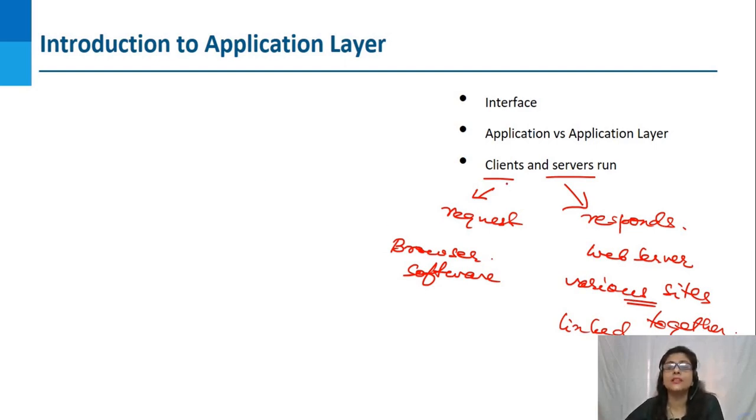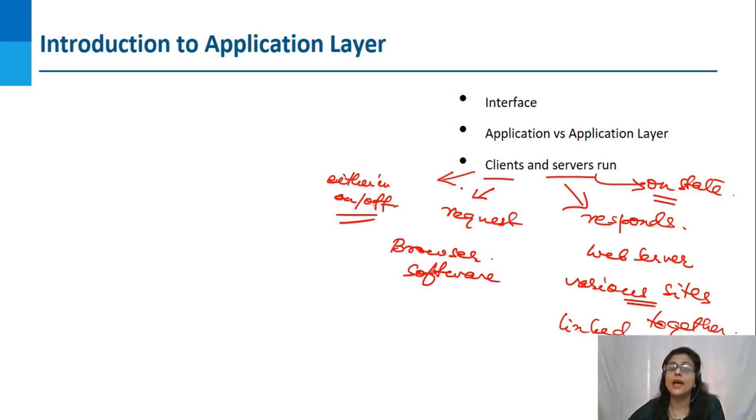Now, this client is a program, or the program running on the host, which is either in the on state or off state. But the server is always in the on state because it has to be, since it receives requests from various clients. But the client, on the other hand, is on whenever it wants to request a document. At other times, it is in the off state.